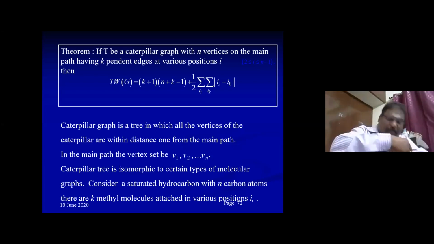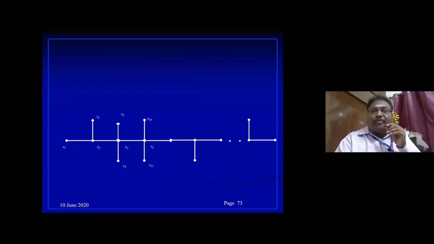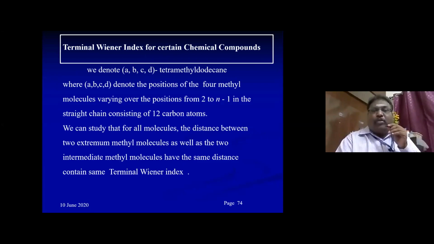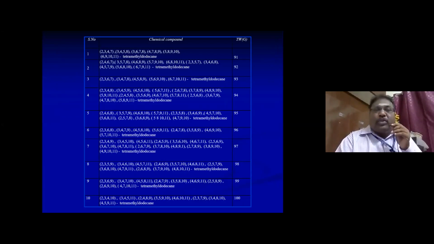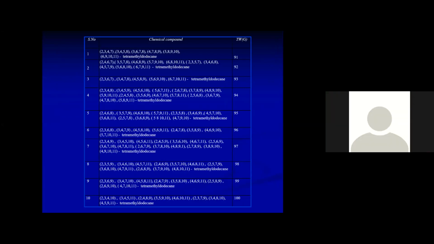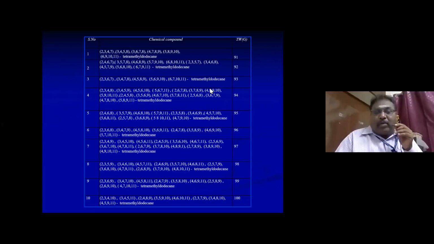I think the time is 6:10. I have to quickly rush up now with the main ideas. So similarly, I can have terminal vertices of several chemical compounds, like 3,4,6,10 tetramethyldecane. Fine. These are the various compounds prepared with these positions: 2, 3, 4, 7; 3, 4, 5, 6; 3, 6, 7, various compounds with the same numbers but various structures. And this is for the caterpillar: the terminal Wiener index of the tetramethyldecane compound is 98.